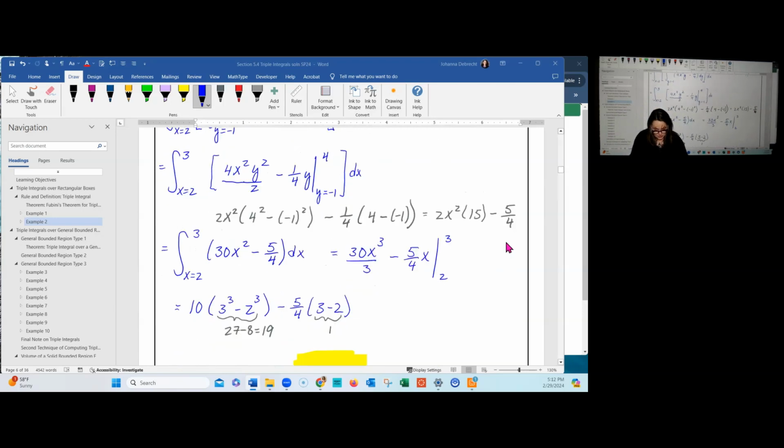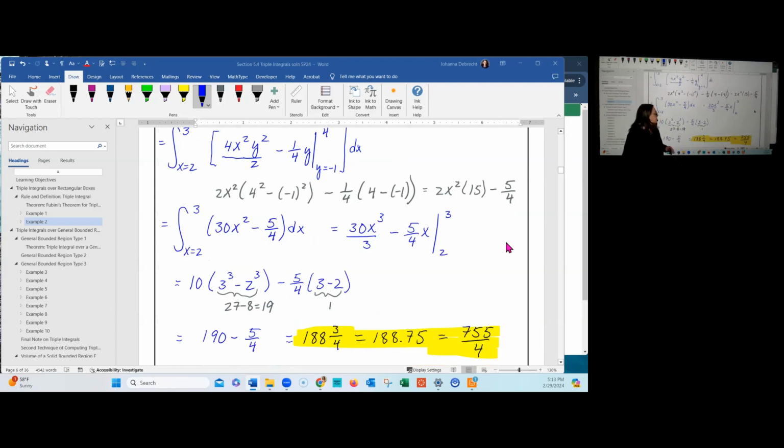Let's now integrate with respect to x. When we integrate with respect to x, we get 30x cubed over 3, or 10x cubed, minus 5/4 x, evaluated between x equals 2 and x equals 3. When we substitute in, we end up with 190 minus 5/4, or if you did it in the order originally written, you would have 5/4 minus 190. In any case, you should come up with 188.75 for the absolute value. If you did it in the order originally written, it would be negative.